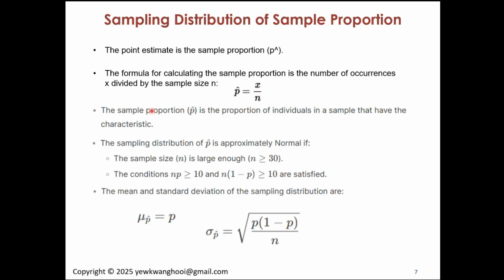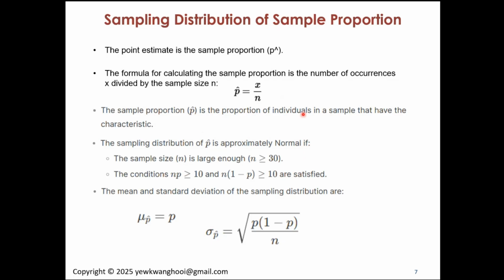We take the number of occurrences divided by the total. Like just now, if you want to know how many survived the Titanic tragedy, we look at the number of survivors and the total number of passengers. That will give us the point estimate for the survivals, the proportion of the survivals. Then you'll be wondering, hey, I already get 50%, so why do I need to go on with the rest of the steps? Isn't 50% already the proportion?